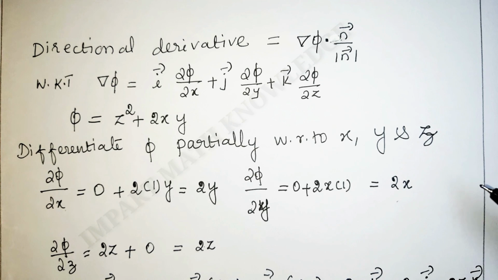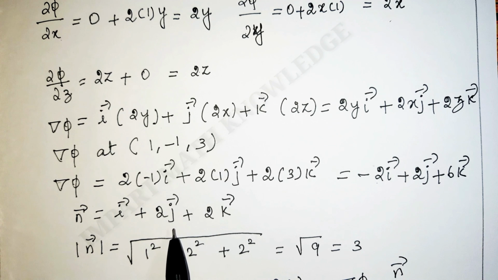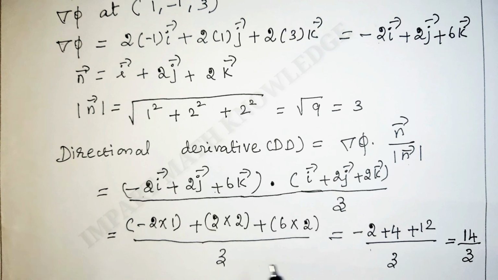For finding the directional derivative, first you have to find del phi, then del phi at the given point. After that you have to write the direction given in the problem. Then you have to find the modulus of n vector. After that you have to substitute all the values in the formula. You will get the directional derivative.